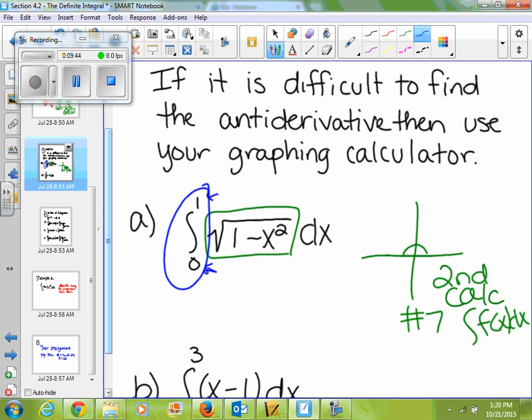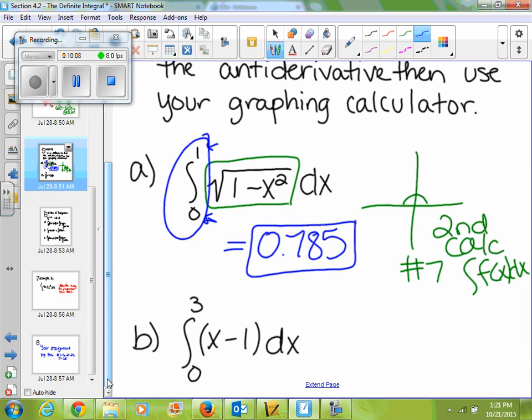And what does it tell you your area is? So the area under your curve is approximately 0.785. And this is instead of doing the rectangles. Yep, this is the exact area. The rectangles were an approximation. This will give you the exact area.